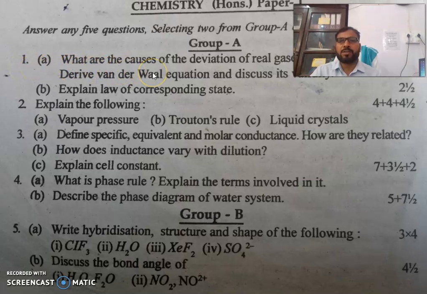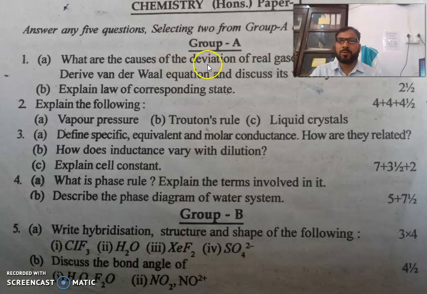So you can see here, question number 1. What are the causes of deviation of real gases from ideal behavior? Derive van der Waals equation and discuss its validity. This is one question. Now, if you go through the marks, 3 plus 4 plus 3. So just think how the distribution of marks for these questions and how your examiner will evaluate your questions.